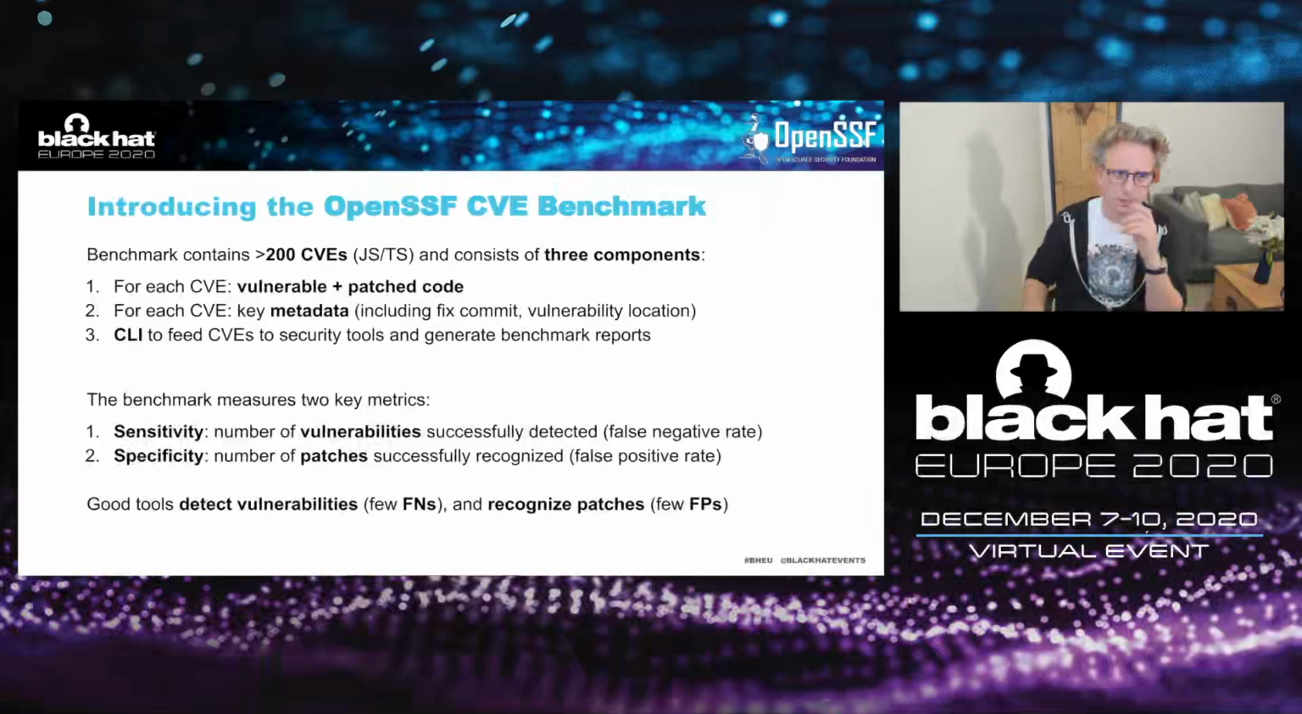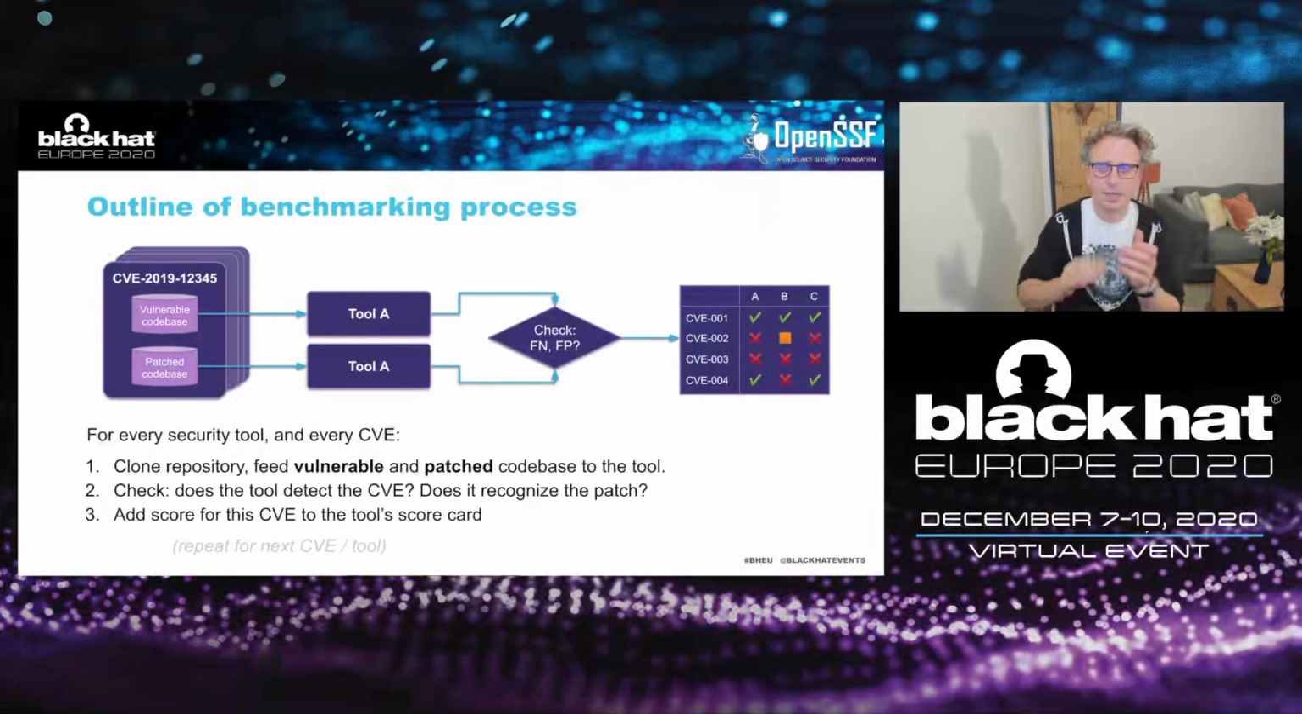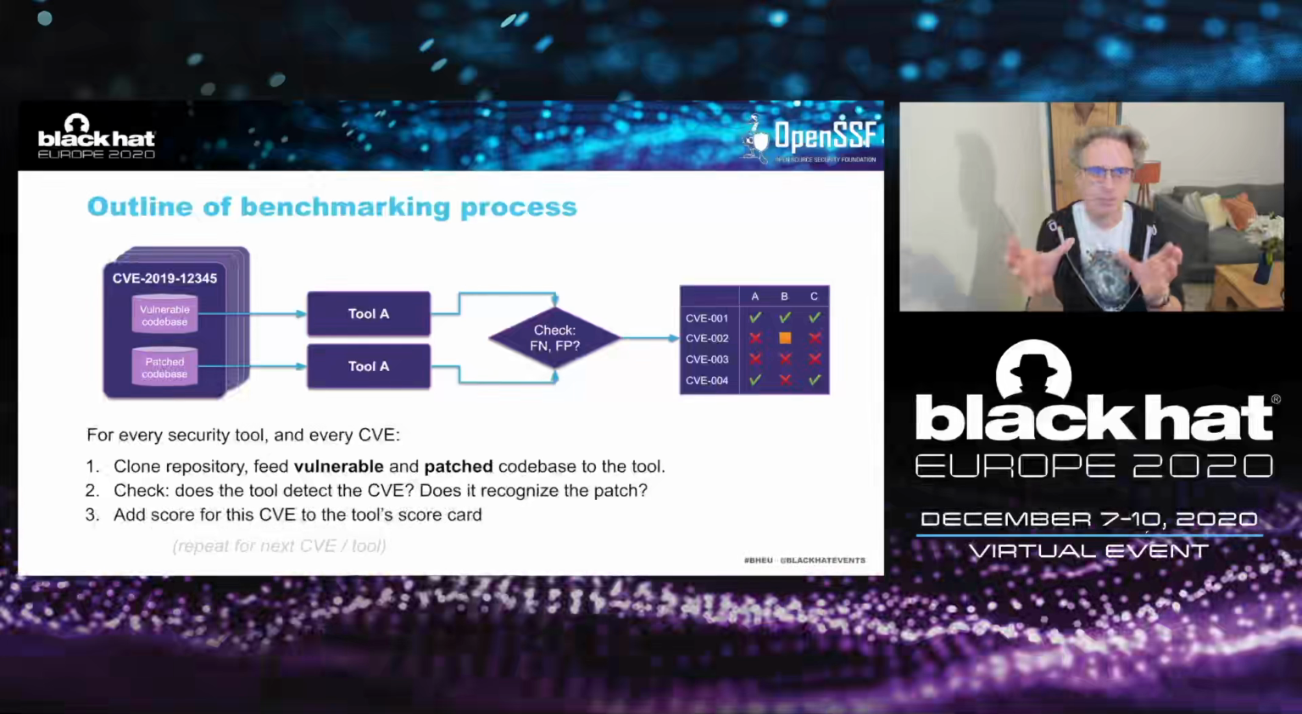And here's the outline of the process. For every CVE and for every tool, we feed both the vulnerable and the patched code to the tool. And then we check, does this tool indeed flag up the CVE, or is this a false negative? And does it recognize the patch, or does it produce a false positive? And then we add the score for that CVE to the scorecard for the tool.